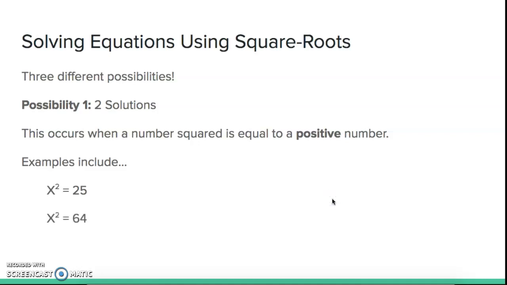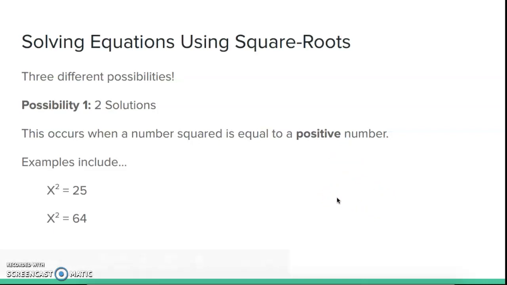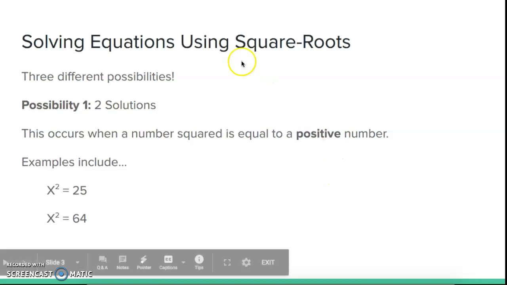Another example could be something like x squared equals 64. And again, the reason we have two solutions here is because x could be 8, because 8 times 8 equals 64, or x could be negative 8, because negative 8 times negative 8 also equals 64.